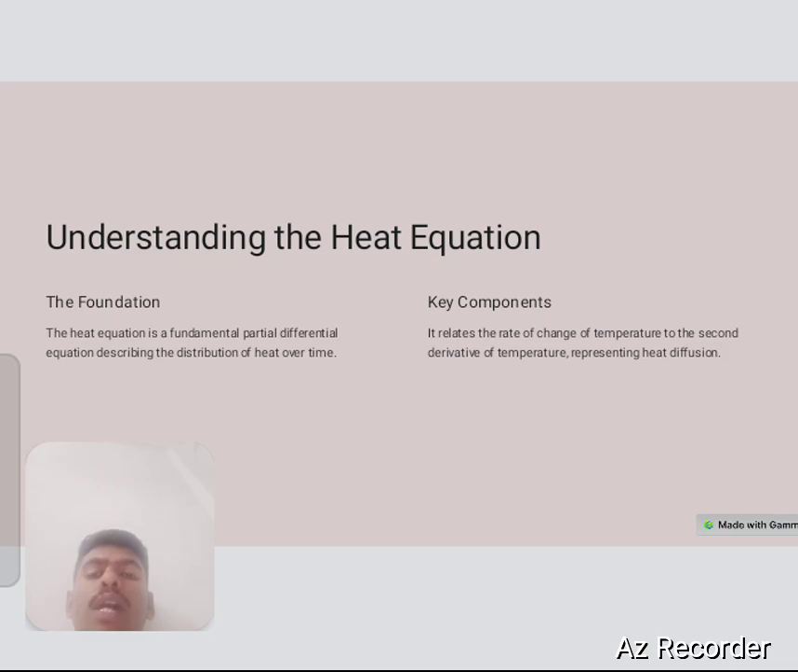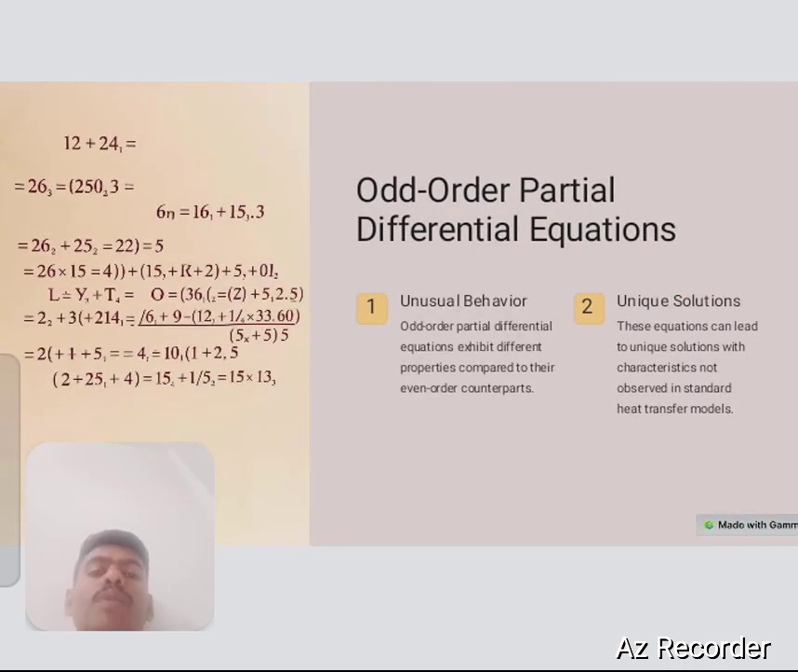Next, we move on to understanding the heat equation. There are two parts, the foundations and key components. In foundation, the heat equation is a fundamental partial differential equation describing the distribution of heat over time. In key components, it relates the rate of change of temperature to the second derivative of temperature, representing heat diffusion.